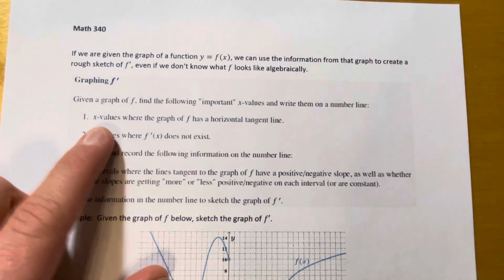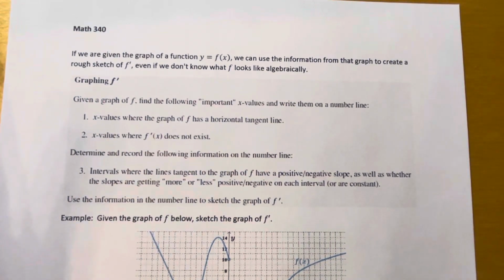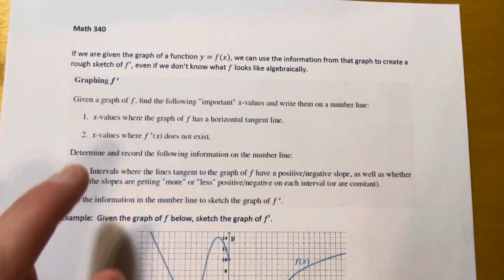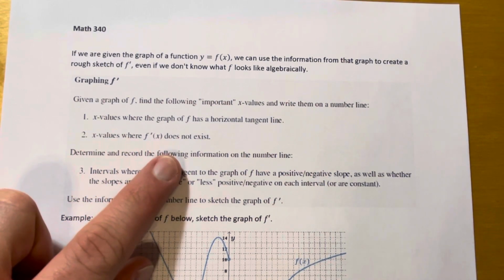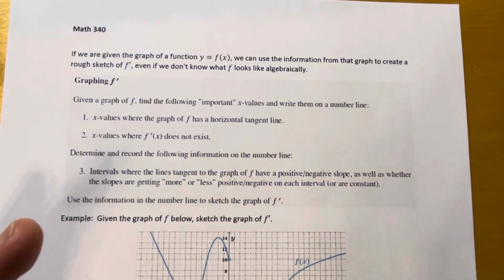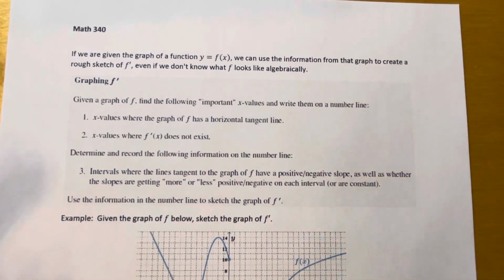Okay, so specifically, we want to look for x values where the graph has a horizontal tangent line, because we know that the derivative will be equal to 0 at those places. Also, we're looking for x values where f prime of x does not exist, places where the function would be non-differentiable. And we just looked at an example of that on the previous page here.